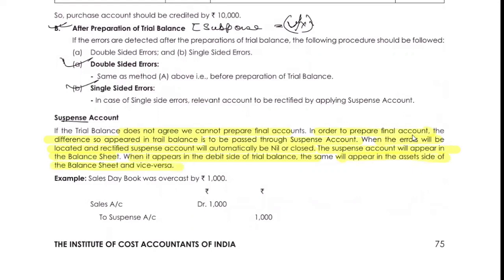Similarly, we know that the debit side of the trial balance goes to the balance sheet. So that means suspense can never ever be reflected in your profit and loss account, correct? It will always reflect in your balance sheet if it is there.